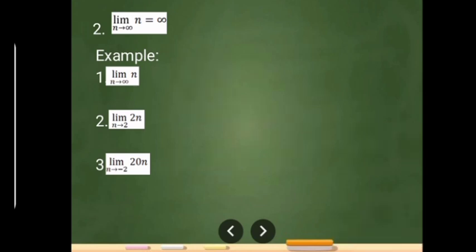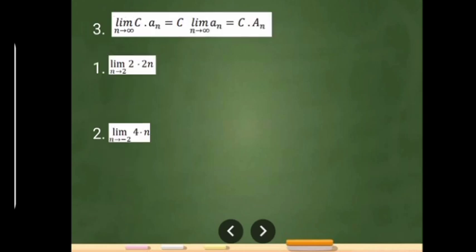And let's proceed to our third property. This property is also called the constant multiple theorem. Limit c times a_n as n approaches infinity is equal to c times limit a_n where n approaches infinity, equals c times a. So let's take an example.